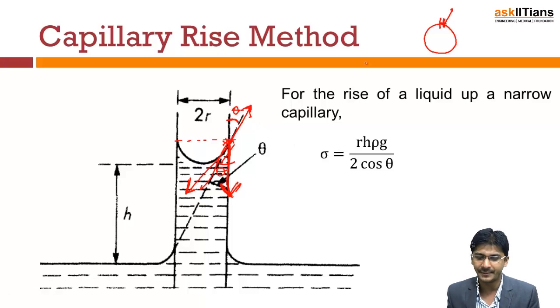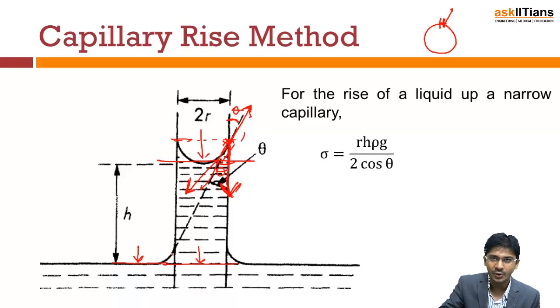Now what will happen when you apply the same surface tension thing here? Because the pressure at this point is P atm, so is the pressure at this point. Now the pressure at this surface will also be P atm. So how is it that it's going up? It's going up due to surface tension.